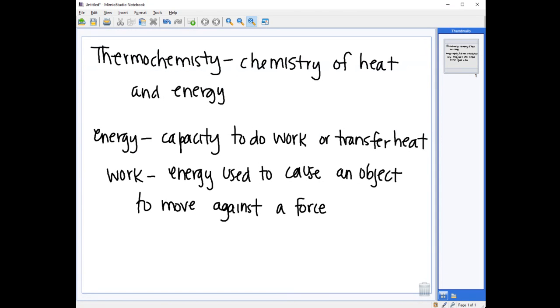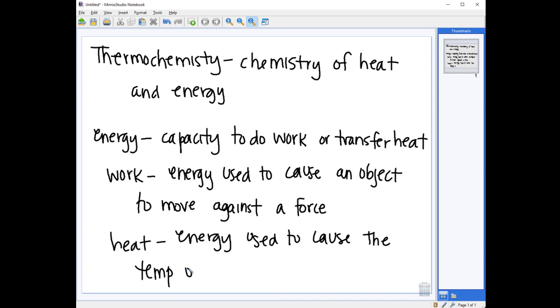Of course we do work all the time. When we're vacuuming the floor, when we're walking up and down stairs, we are working. We are using energy to move an object against a force, whether that object is our body, or a broom or a vacuum. Now heat is also a form of energy, but it is the energy used to cause the temperature of an object to increase.